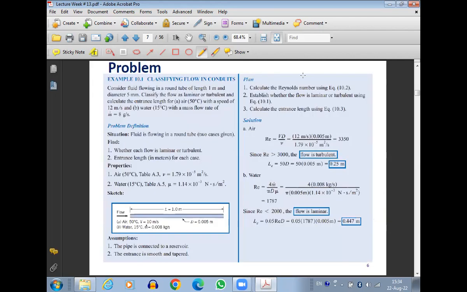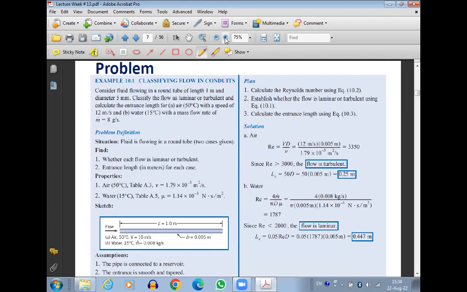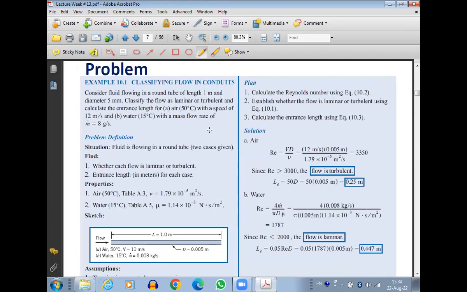Okay, so let's have a numerical associated with it. Let's try to solve a problem associated with this case. Consider fluid flowing in a round tube of length 1 meter and diameter 5 millimeter. Classify the flow as laminar or turbulent. So first, we need to classify whether it is laminar or turbulent flow, and then we have to calculate the entrance length. This is L_E that we want to calculate.